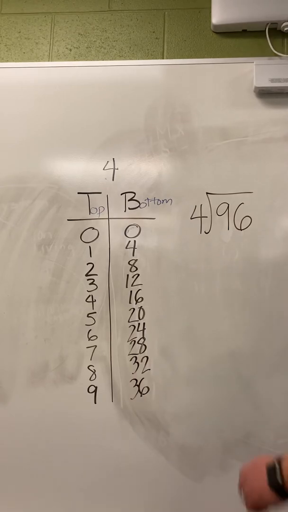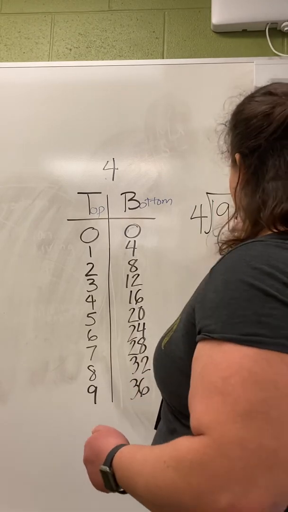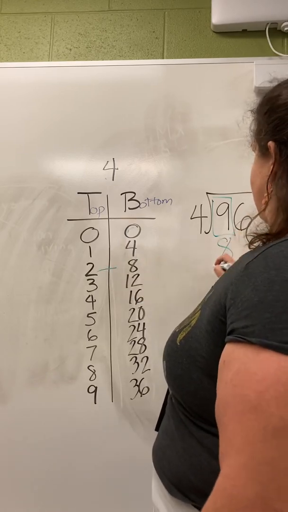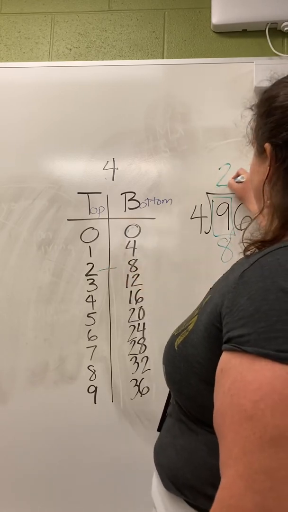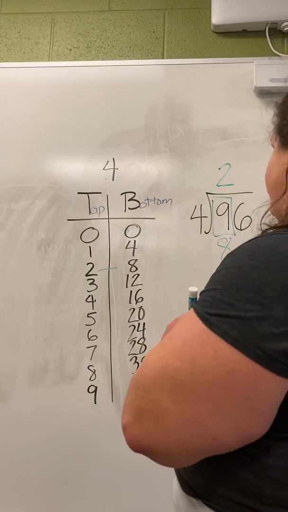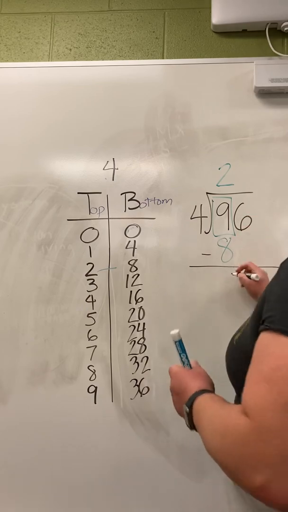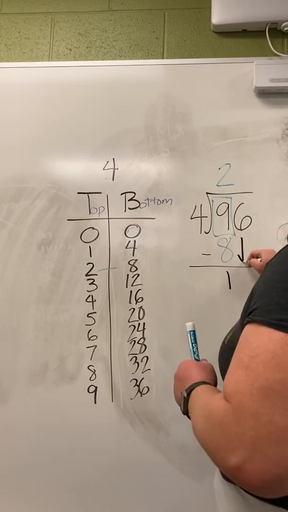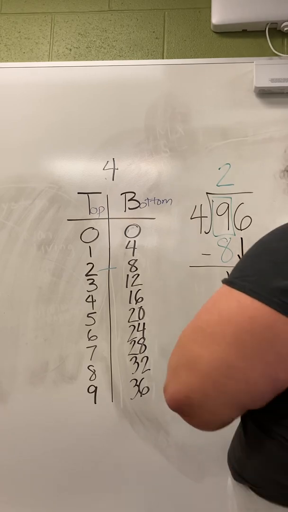Okay, so 4, we'll look at the 9. Closest to 9 without going over is 8. 8 goes on the bottom, its pair is 2. 2 goes on the top. Then I subtract. 9 minus 8 is 1. 1 is less than 4. So then I bring down my 6, and I'm left with 16.